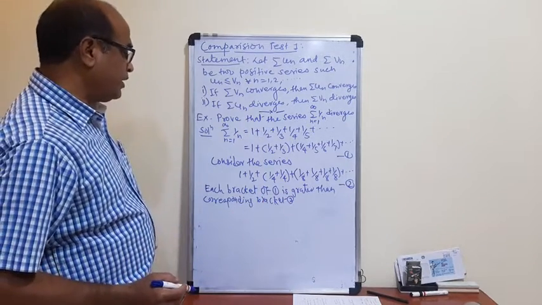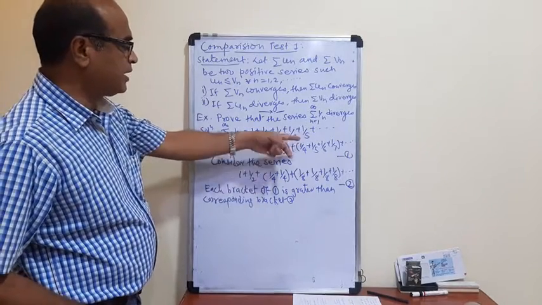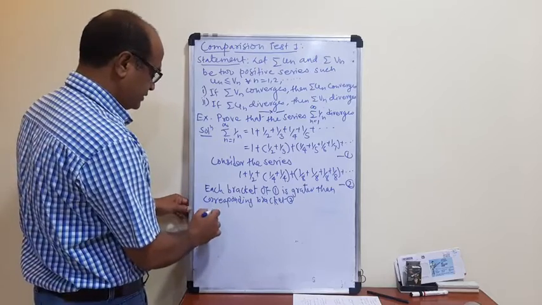So each bracket is 1. So this bracket is greater than this bracket. This bracket is greater than this bracket. Okay. So now series.